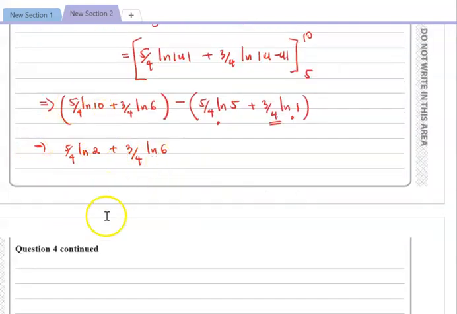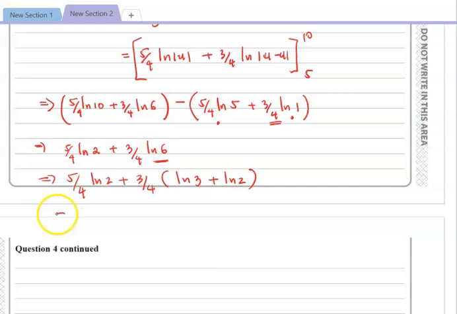In the final answer, we need to have natural log of 3. How do you get this into natural log of 3? We have 5 over 4 natural log of 2 plus 3 over 4 times this one, which I have as natural log of 3 plus natural log of 2, because 6 is 3 times 2. That's how I separate it. So I have 5 over 4 natural log of 2, open the brackets, plus 3 over 4 natural log of 3 plus 3 over 4 natural log of 2.